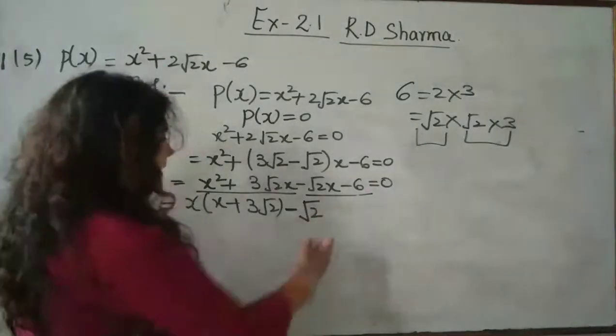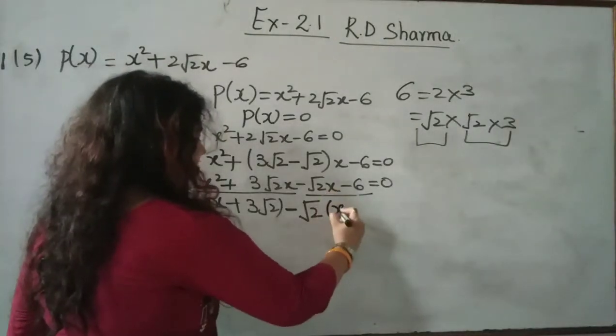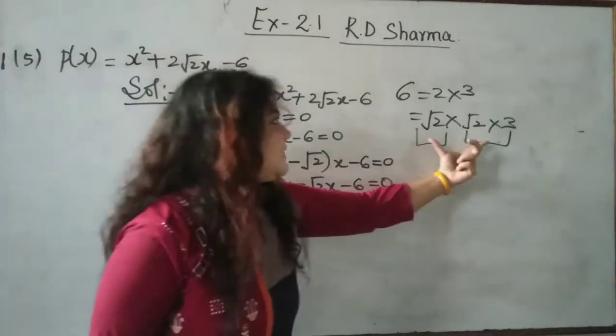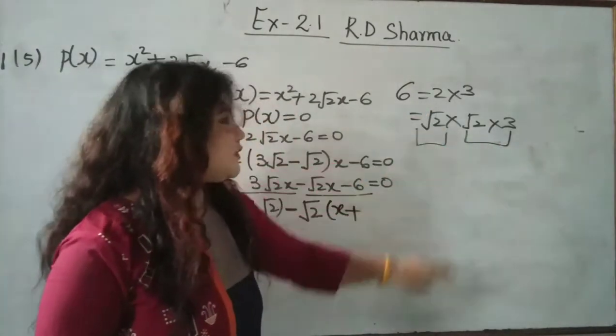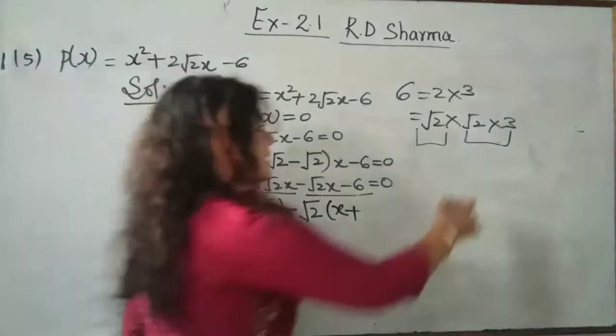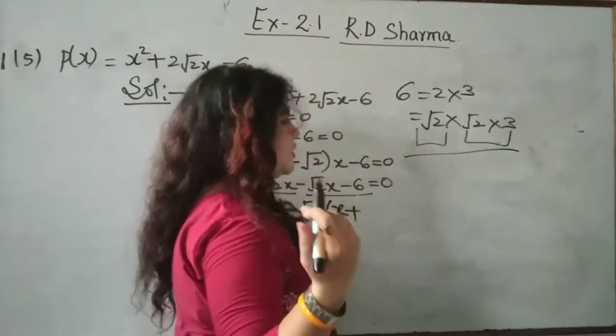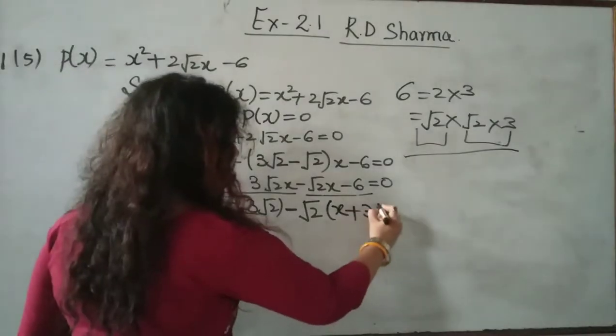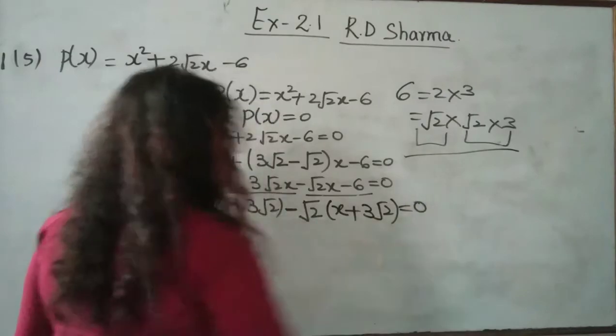So root 2 common कर रहे हैं. Root 2 हमने common लिया. So here what is left? Only x is left. Right? Plus, और 6. 6 में से आप root 2 common कर लोगे, so what will be left? Only 3 root 2. Root 2 आपने common हटा लिया. So what is left? 3 root 2. तो यहाँ पर आप क्या लिखने वाले हो? 3 root 2 is equal to 0.